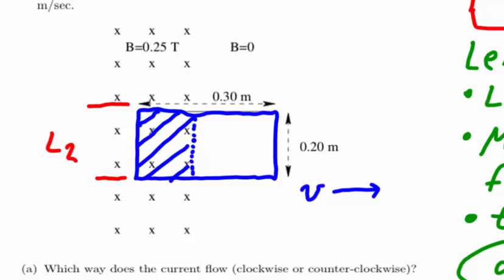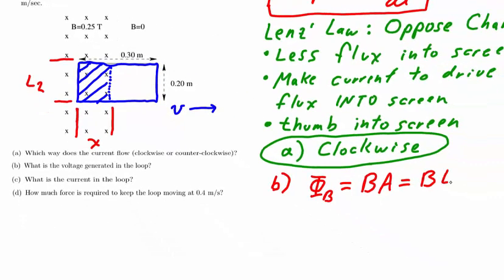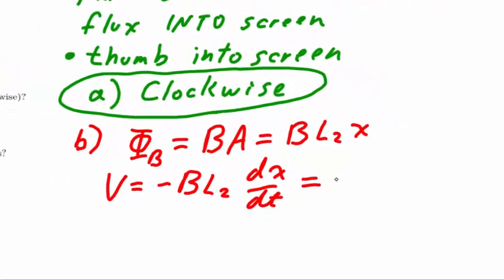The other side of the magnetic flux area has a variable length because as the loop moves, this becomes smaller and smaller. We're going to call that distance x temporarily, and so we can see that the area in question is L2 times x. This expression we can now take the time derivative of, noticing that B and L2 are constants and will come out, and finally that we have a name for the derivative of position with respect to time, and that is velocity.